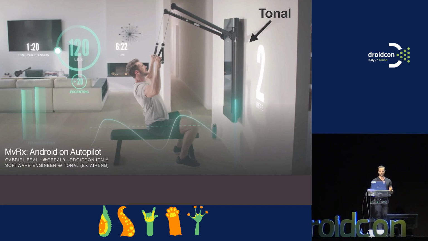MvRx is an Android architecture library built on top of Android Jetpack view models and Kotlin. And if you like buzzwords, it also conforms to MVVM, MVEI, and unidirectional data flow. But I'm not super into buzzwords.